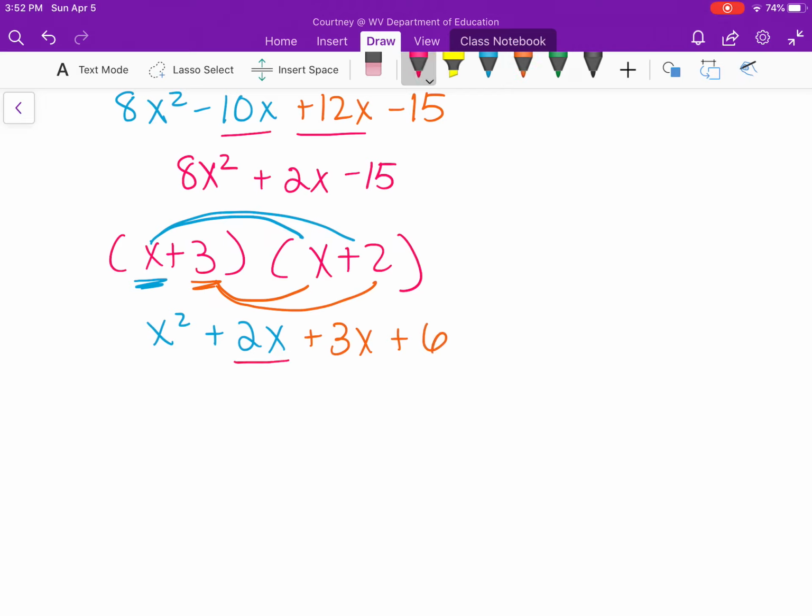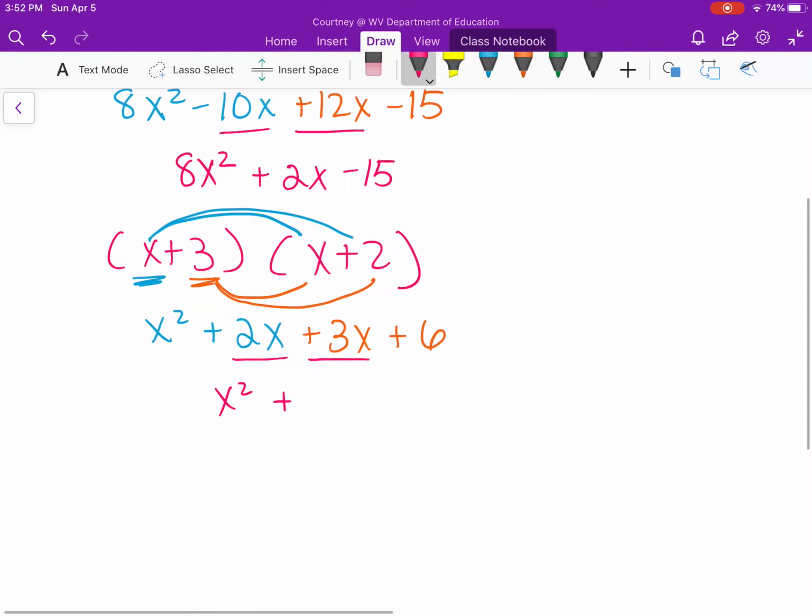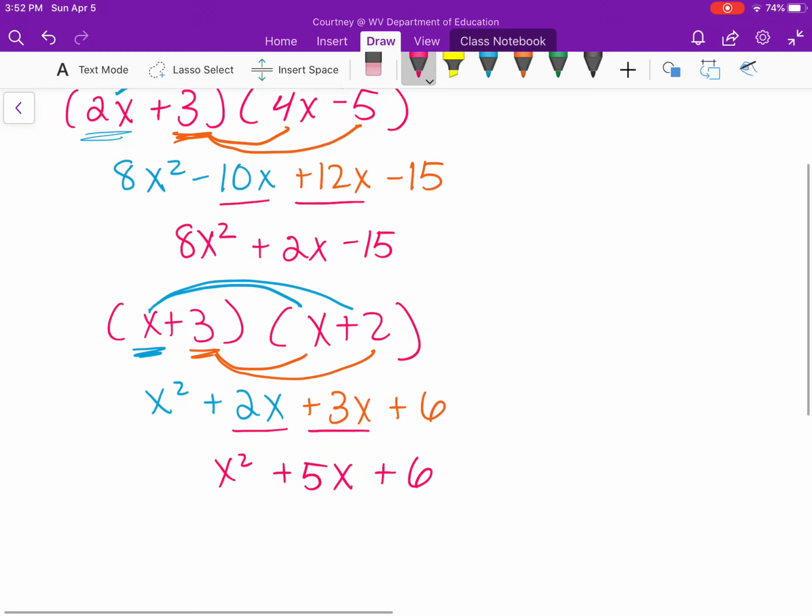Our middle two terms can combine. X squared plus 5x, sorry, 3 plus 2 is 5, my bad. Plus 6. So that's how we multiply.